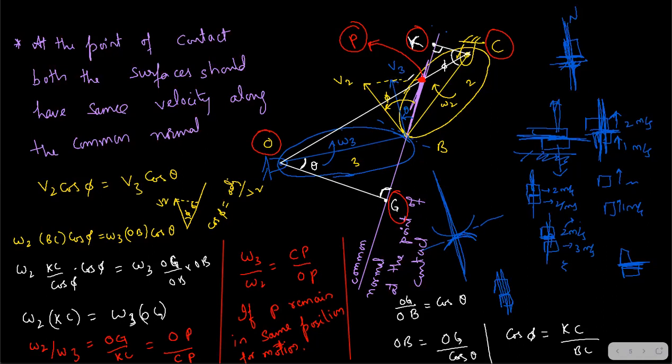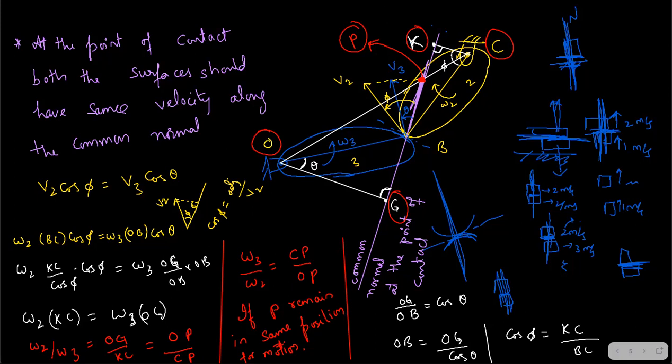How can you check the slipping? The slipping is just this component. This component is the slipping component. This is a component of V3, this is a component of V2. The difference between the components will give you the slipping between these two surfaces, how they are sliding with respect to each other. So even though there is slipping, we are still going to get a constant angular velocity ratio.